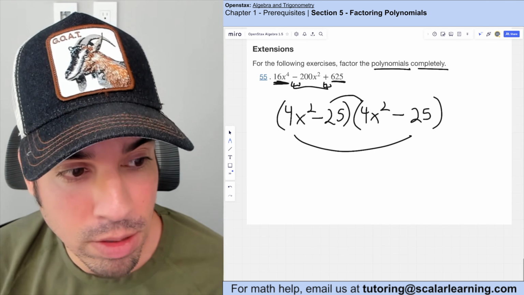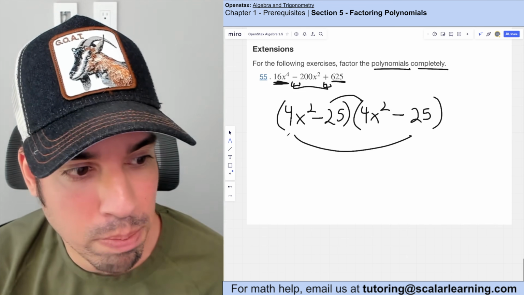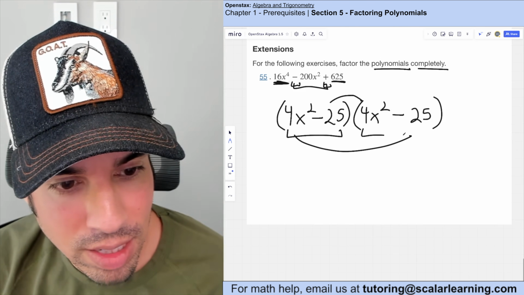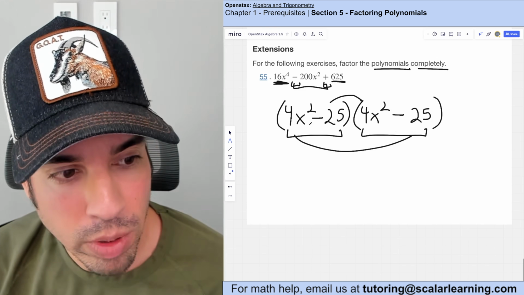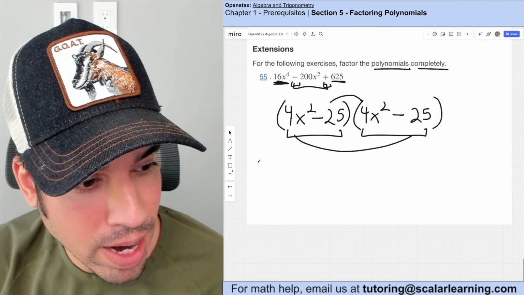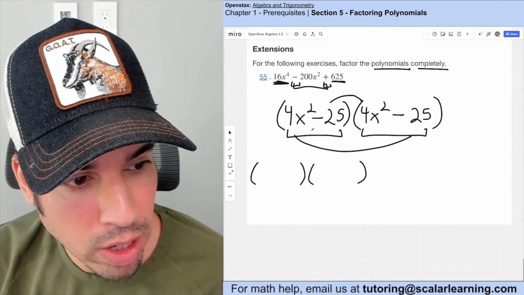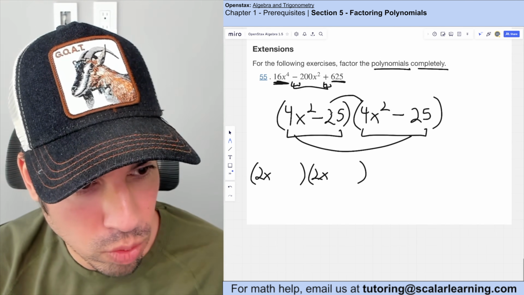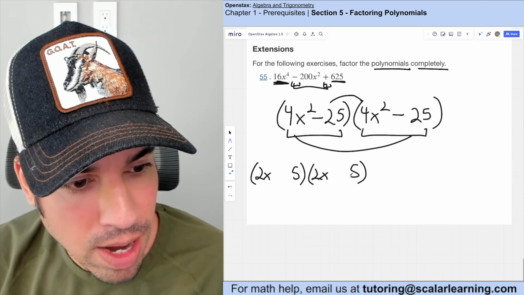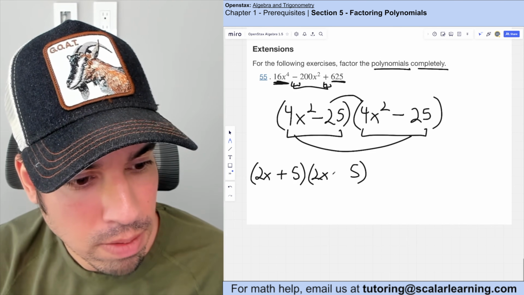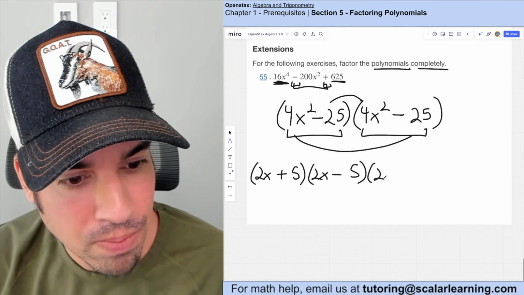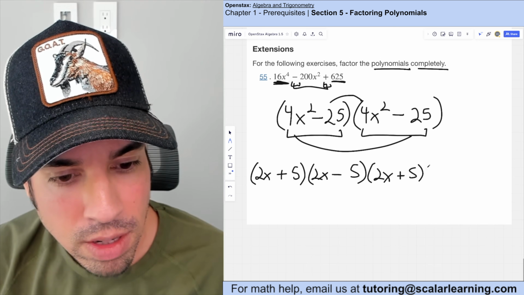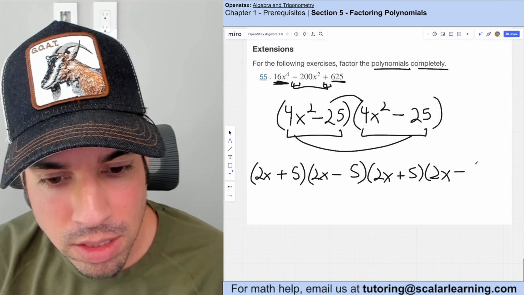Now we could combine this to become 4x squared minus 25 squared. But guess what we see here? We see another difference of squares within these binomials. So I can factor that again. So the 4x squared minus 25 can be 2x and 2x, right? The square root of 4x squared. And then 5 and 5, but a difference of squares would be plus minus. And this is going to be the same thing. 2x plus 5 times 2x minus 5.